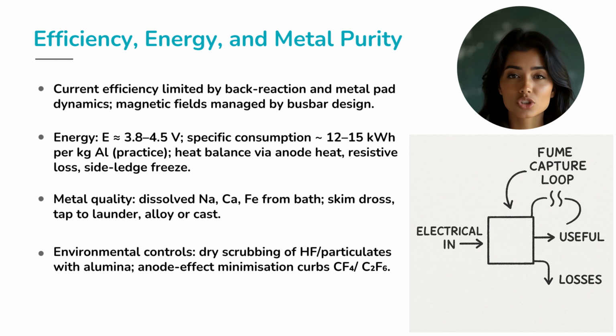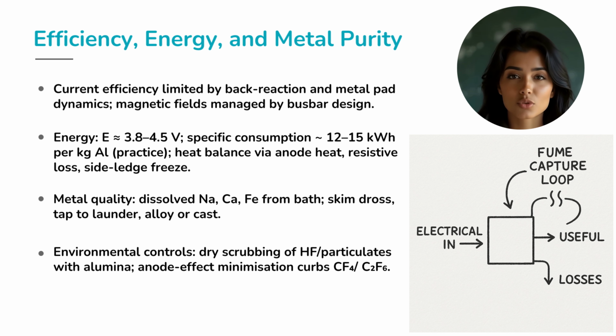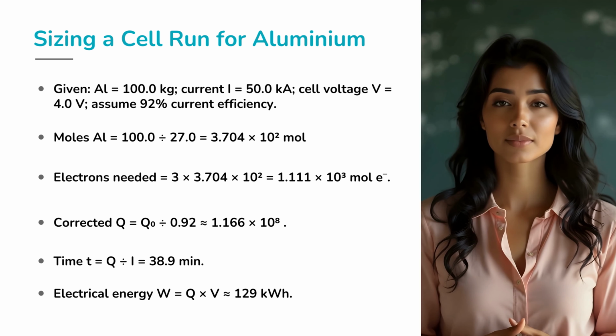Environmental care is crucial. Fluoride gases are captured by passing fumes through alumina, which absorbs them. Preventing the anode effect reduces greenhouse emissions. Stability of feed and bath chemistry improves current efficiency and reduces costs. Let's work through a real calculation.